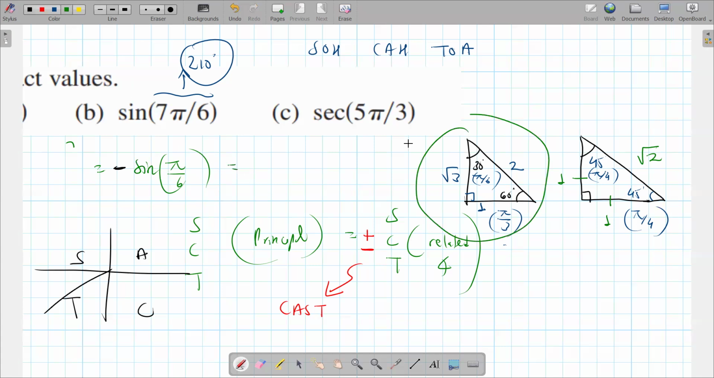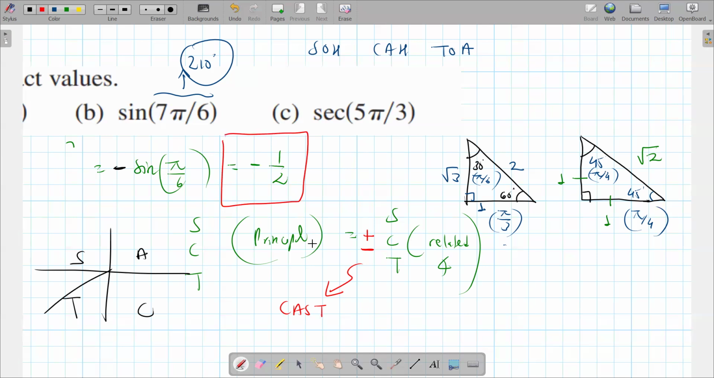From this triangle, what's sine pi over 6? What's the ratio for sine pi over 6? It's just opposite over hypotenuse. It's not a trick question. 1/2. 1 over 2 is right. But now you just put a minus sign. And that's it. That's the final answer, and you're done.